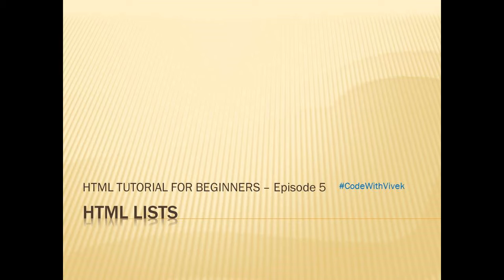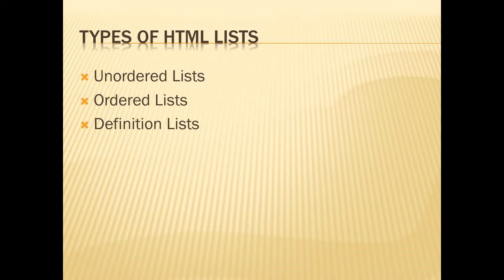In this episode, I'll take up the topic of HTML lists. Let us see how many types of lists are available in HTML. There are three types: unordered lists, ordered lists and definition lists. Let's learn how to create them in HTML.